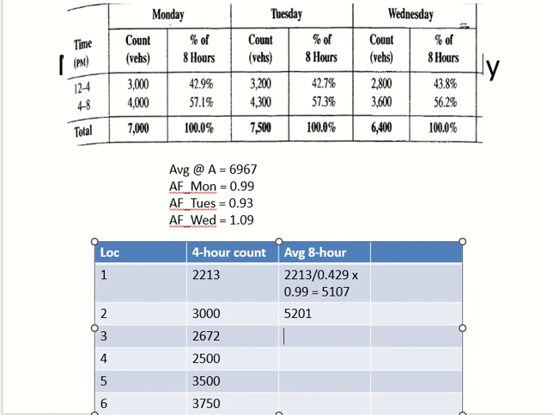Next one. 5820. Next. 4058. Next. 863. 6673.